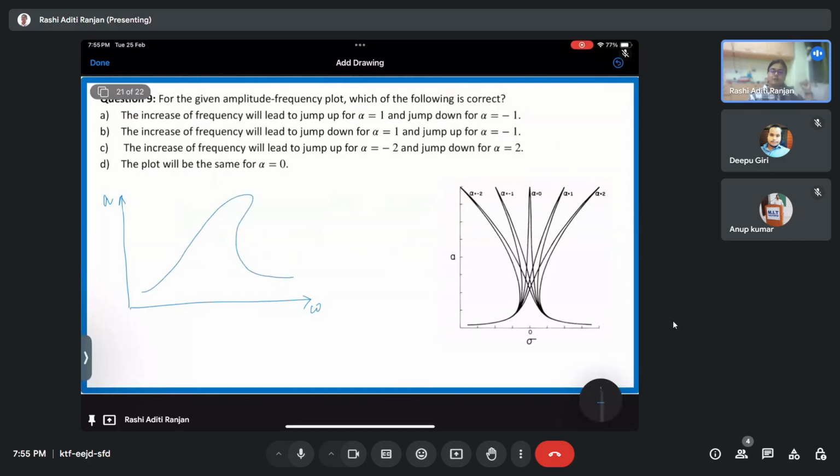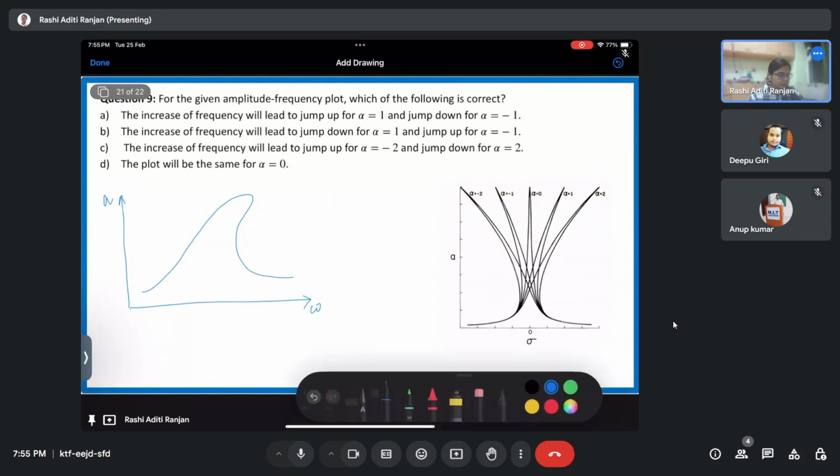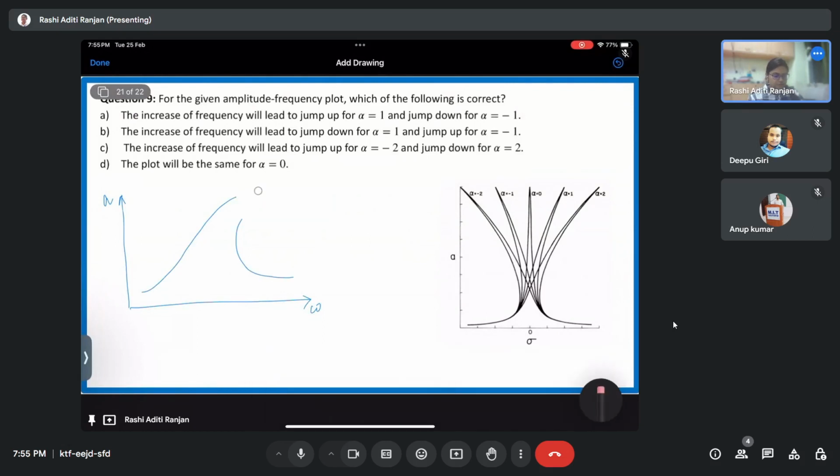For example, if I have amplitude and frequency, and I have a behavior of something of this sort, if I try to plot this like this, you see that for this range of omega, if I take a straight line, I have 3 different values of amplitude corresponding to an omega. Let us say this is some omega dash. So which value is my system going to attain?